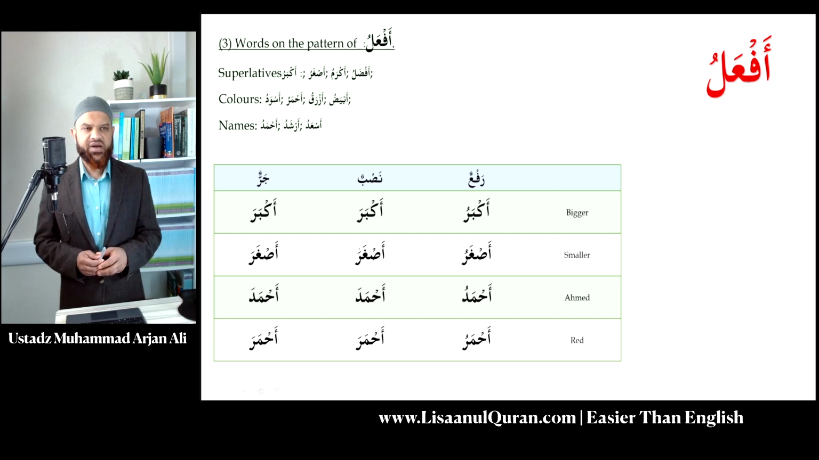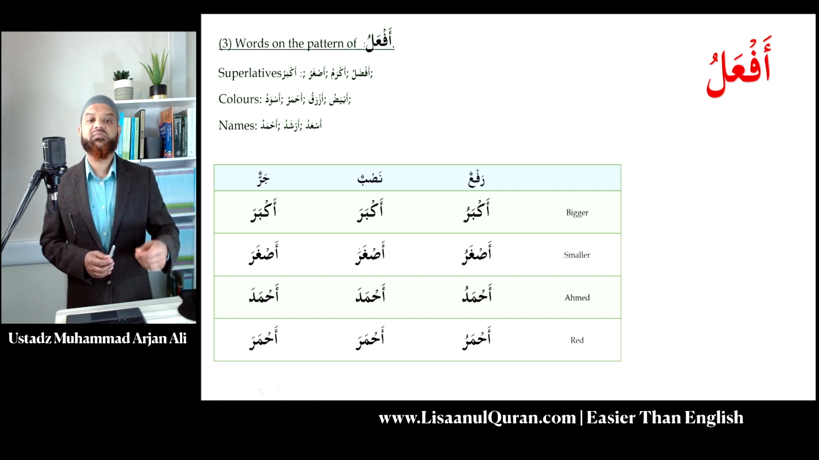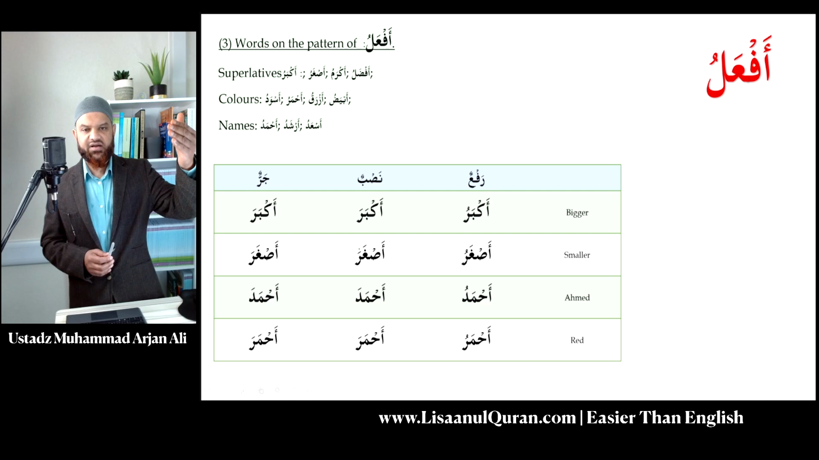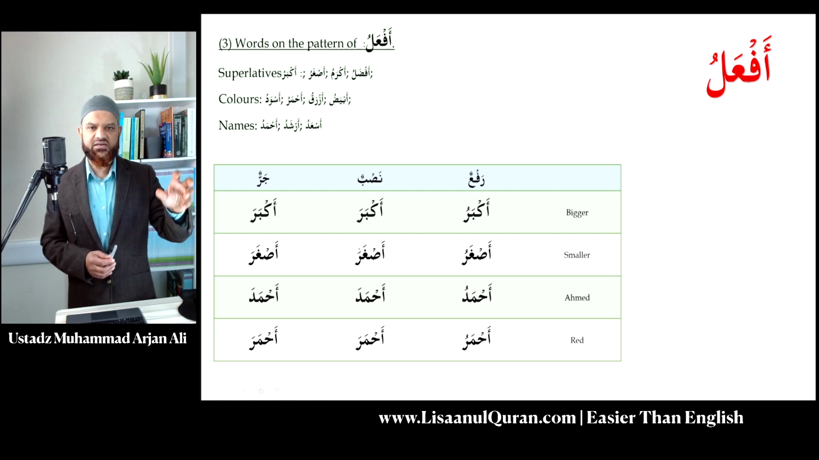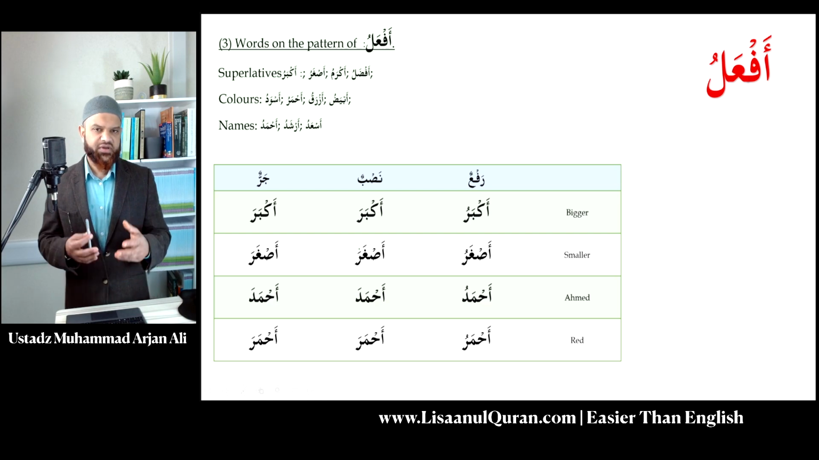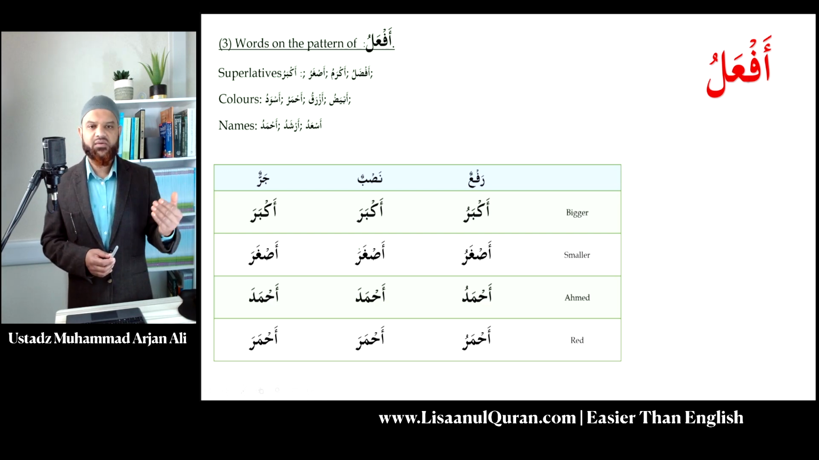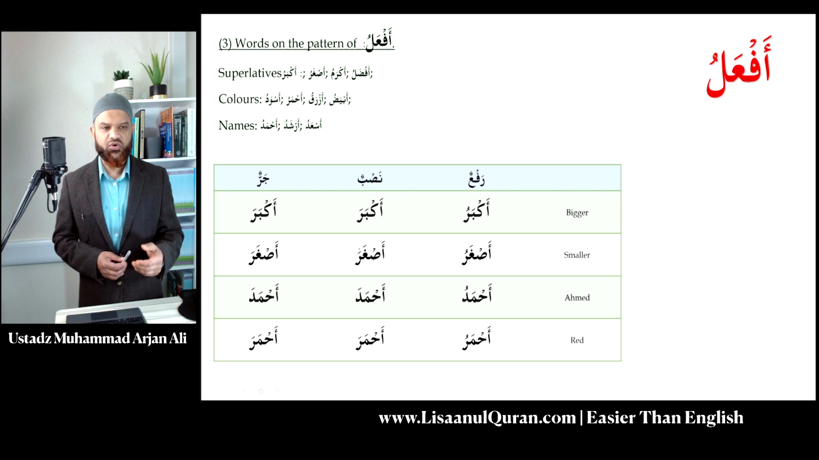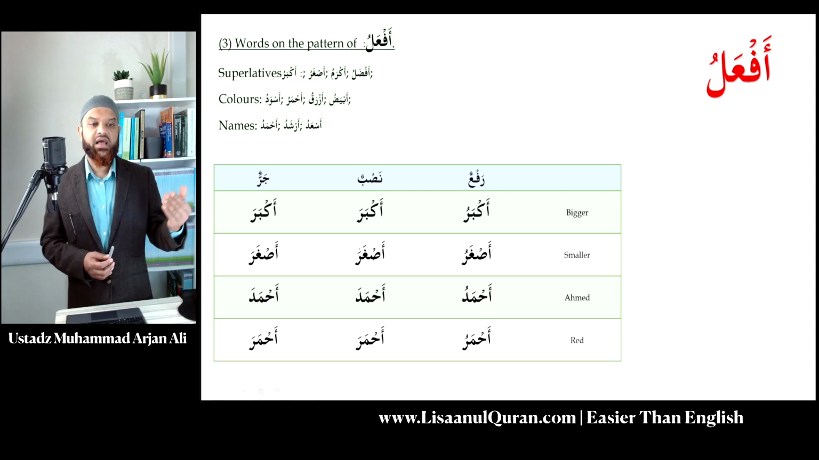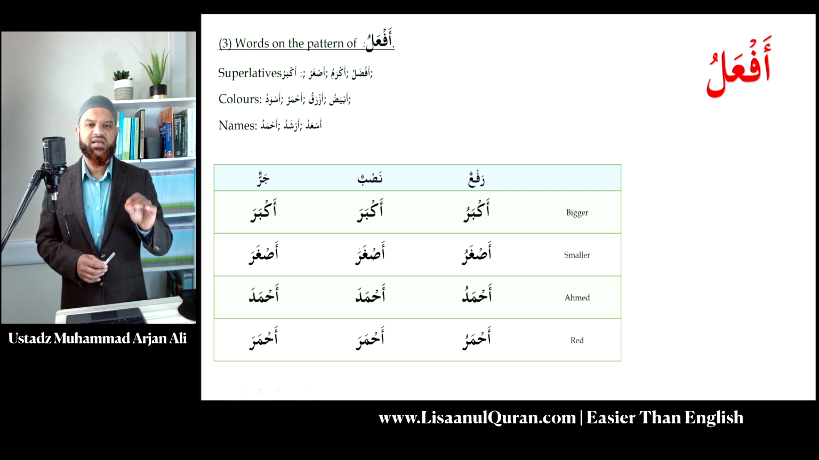These conform to one pattern, and this is af'alu. So the word kabir means big, akbar means bigger. So any word that conforms to this pattern of af'alu, like akbaru, will also be ghayru munsarif, meaning partly declining. So akbaru, akbara, akbara, bigger or greater. Asgharu, asghara, asghara, again small or smaller. It also includes names of persons like Ahmadu, Ahmad, Ahmada, Ahmada, and includes colors, Ahmaru, Ahmara, Ahmara. So colors are also partly declining.